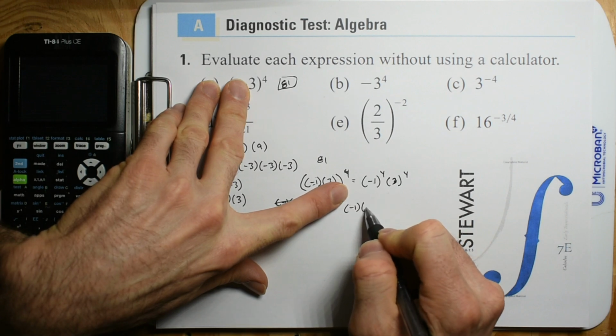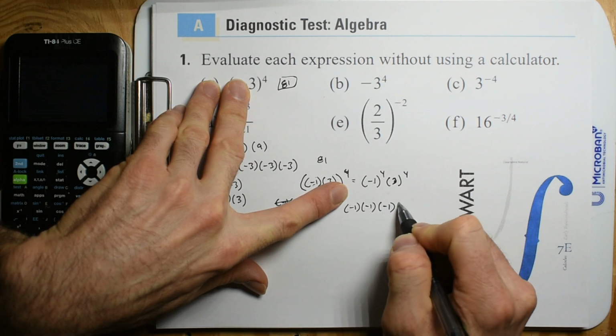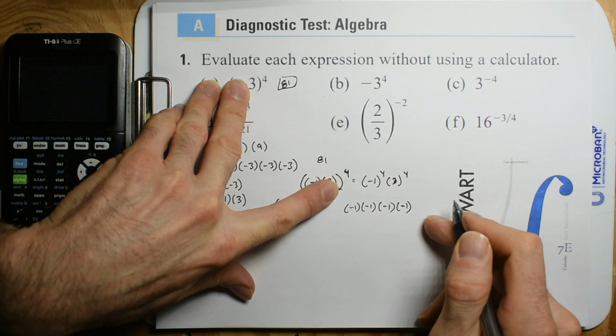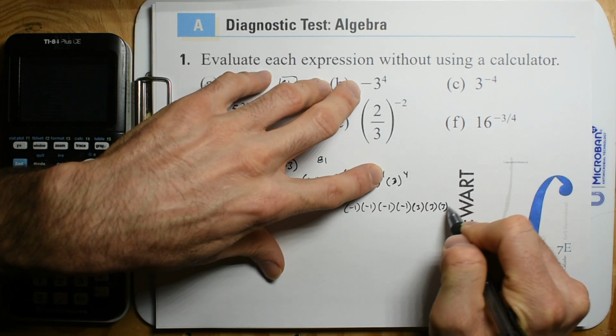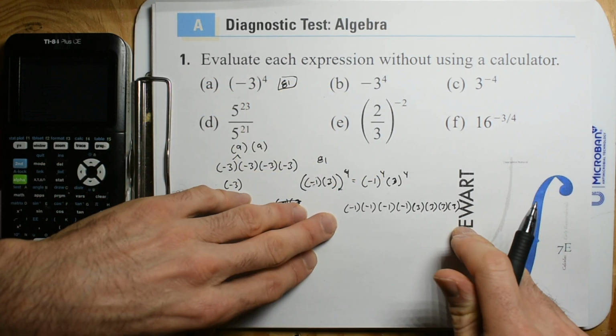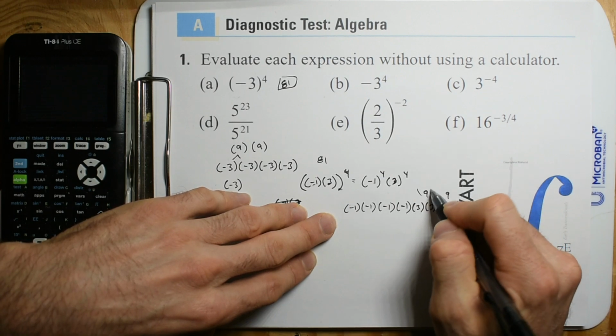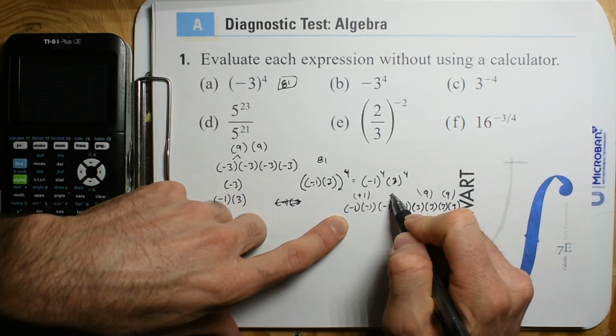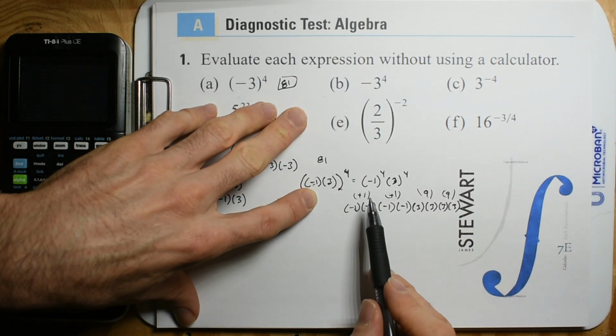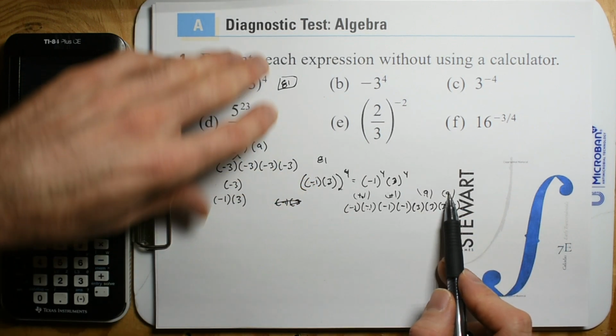So let's do this. This is just negative 1, negative 1, negative 1, negative 1. I'm going to run out of room, but we have to do 3, 3, 3, and 3. So we have 9, 9, and then negative 1 times negative 1 is positive 1, positive 1. So 1 times 9 times 9 is 81.